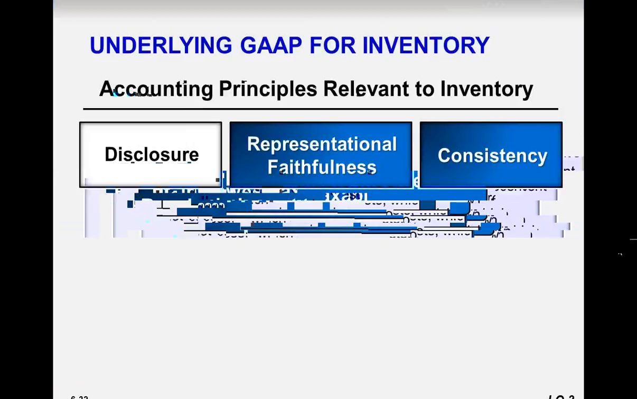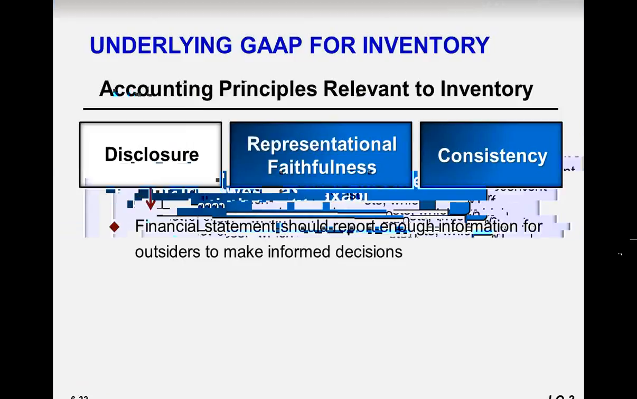So GAAP, we must have disclosure. Our financial statements must report enough information for outsiders to make informed decisions. That's our disclosure. That was from Chapter 1 we talked about a little bit. We also talked about representational faithfulness, that we have to report relevant and representationally faithful information about itself. We have to properly disclose, typically in the notes of our financial statements, inventory accounting methods, substance of all material transactions impacting inventory.